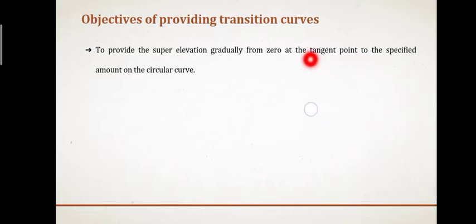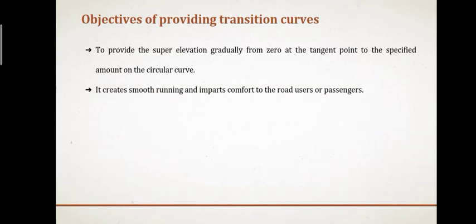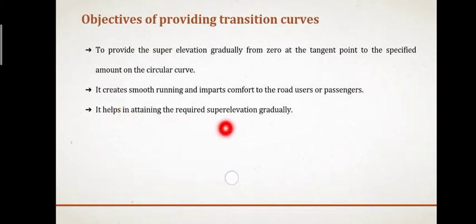At the junction of the transition curve and the straight road, at that point the super elevation will be 0, and at the point of junction of the transition curve and the circular curve, it is as specified. It creates smooth running and imparts comfort to the road users or passengers, as I said in the previous slides. It helps in attaining the required super elevation gradually.